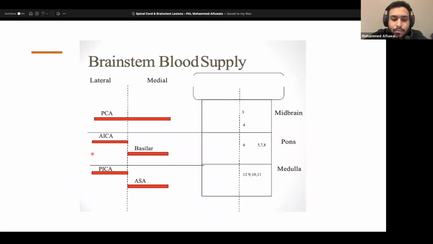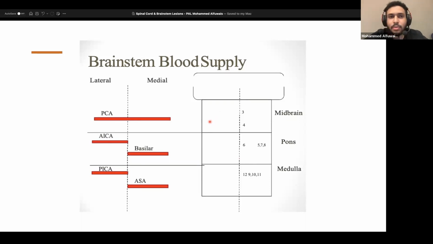Okay. So to remember it, this is an easy diagram for boards and beyond. That just shows it to you. Medulla, medially will be the anterior spinal artery. Laterally will be the posterior inferior cerebellar artery. Medially for the pons will be the basilar artery. Laterally will be the anterior inferior cerebellar artery. Then the midbrain will be the posterior cerebral artery. Okay, so this is the general blood supply of the brainstem.